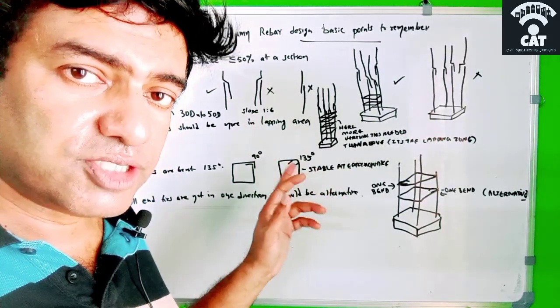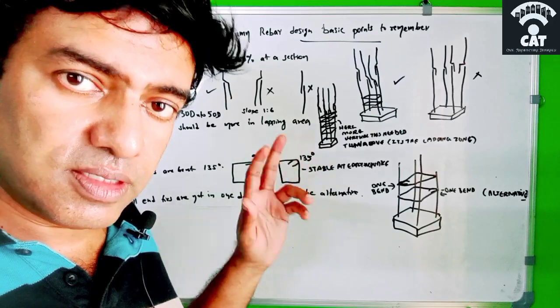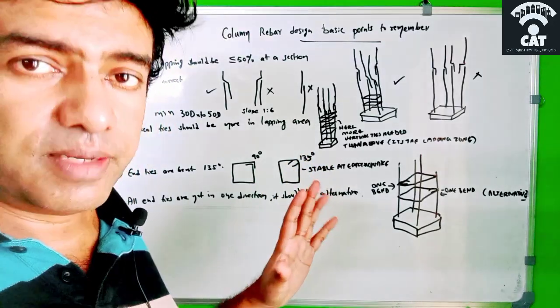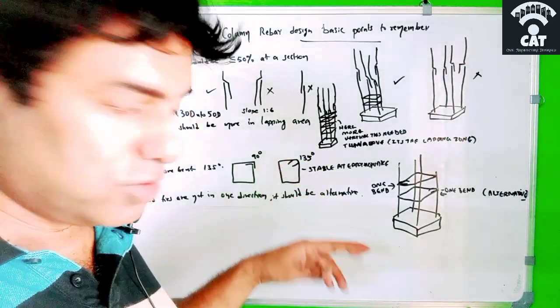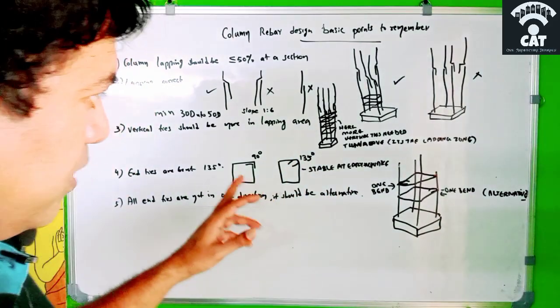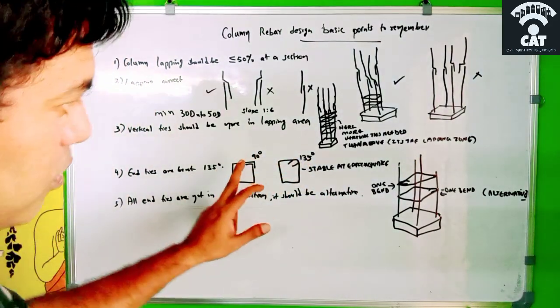The vertical ties will be stable in an earthquake. Even the stirrups are stable in an earthquake. When that motion happens, it will not come out. Otherwise, it will open up. So we have to provide 135 degrees, not 90 degrees.